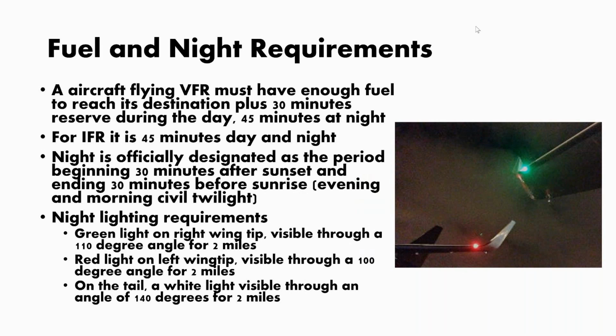So in terms of the types of lights you need to have on your plane when flying at night, you need a green light on your right wingtip, and a red light on your left wingtip, and then a white light on your tail. And so you can see there, they listed the angles you need to be able to see them through, right? Yeah, I'm sorry, I see one of them says 110, one of them says 100. Both of them should be 110. And they all need to be visible for 2 miles. On the tail, the white light has to be visible for 140 degrees. But the important thing to remember is the colors. So a green light on your right wingtip, red light on your left, white on your tail.